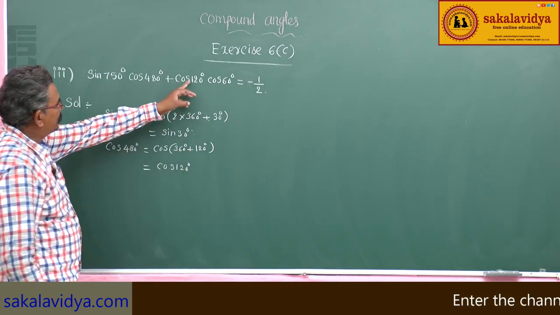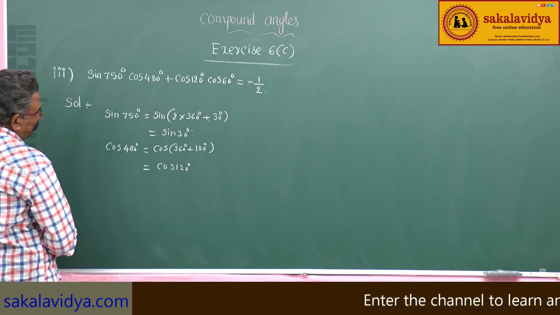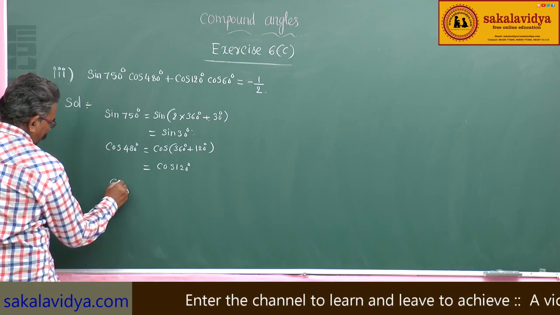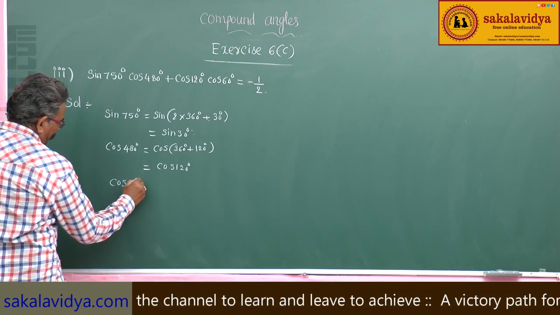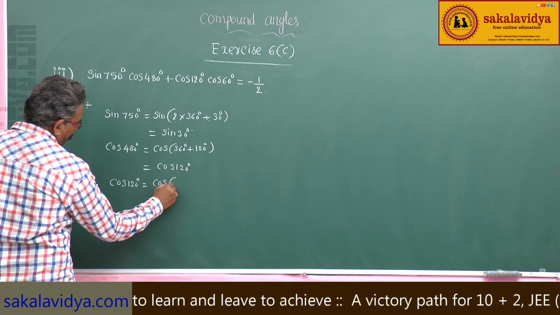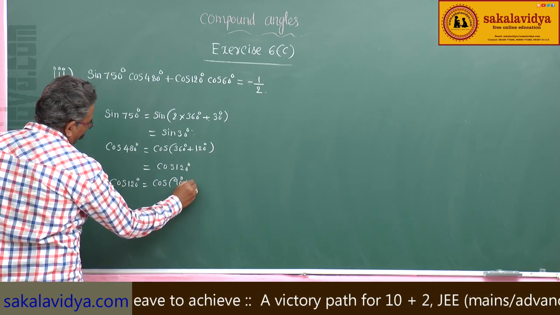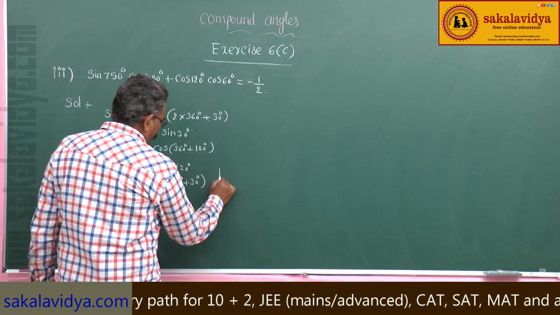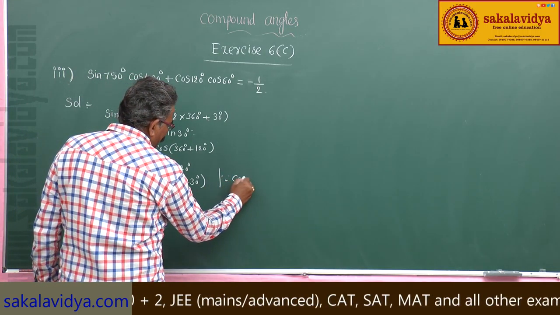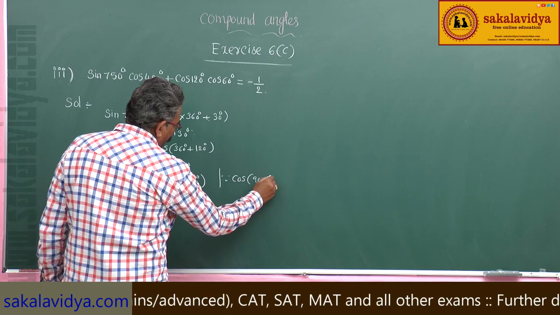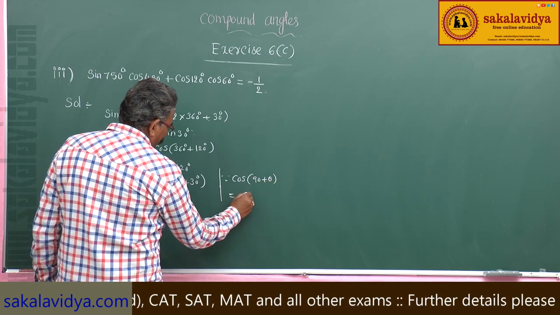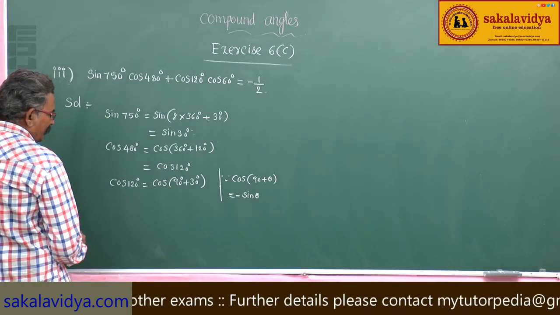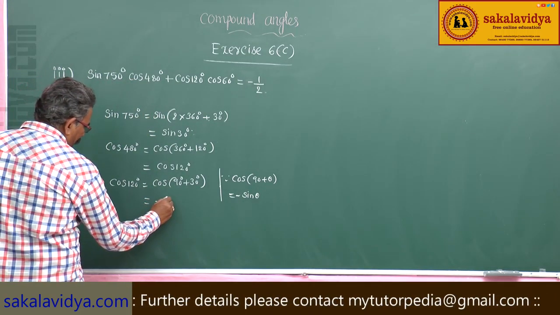Now let us change this cos 120. The cos 120 can be written as cos of 90 plus 30. We know cos of 90 plus theta equals sin theta, but with a minus sign. So this is minus sin 30.